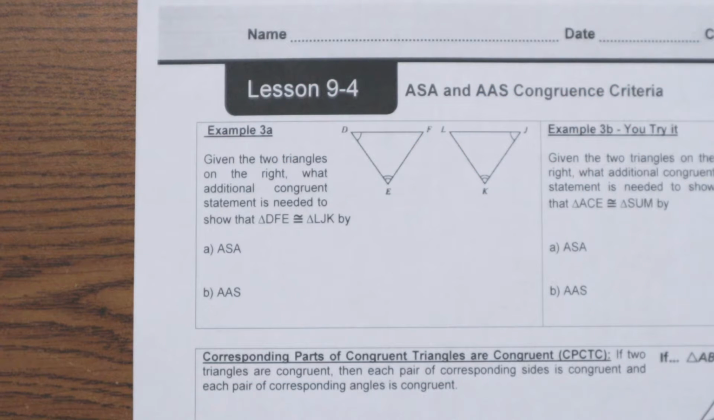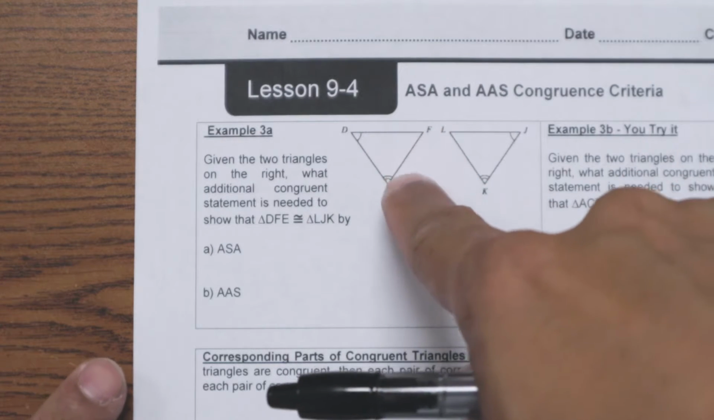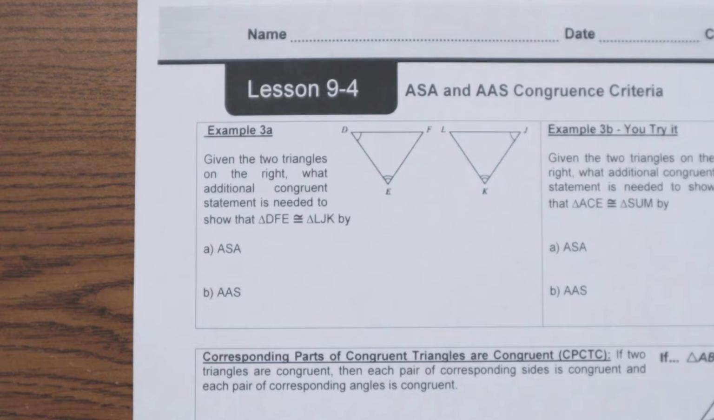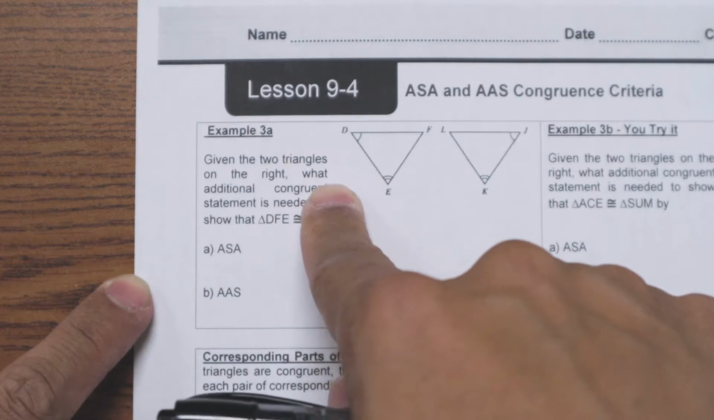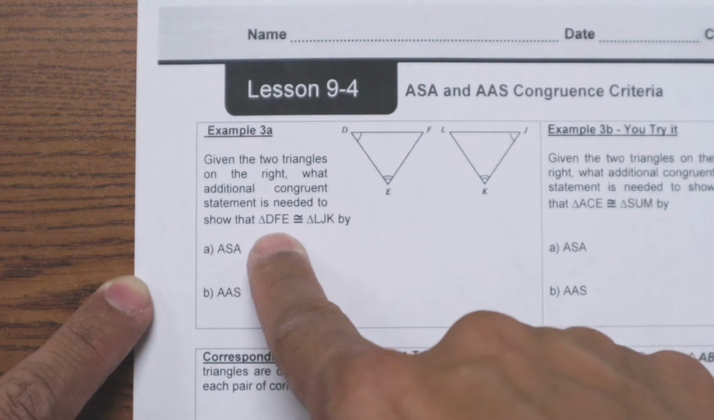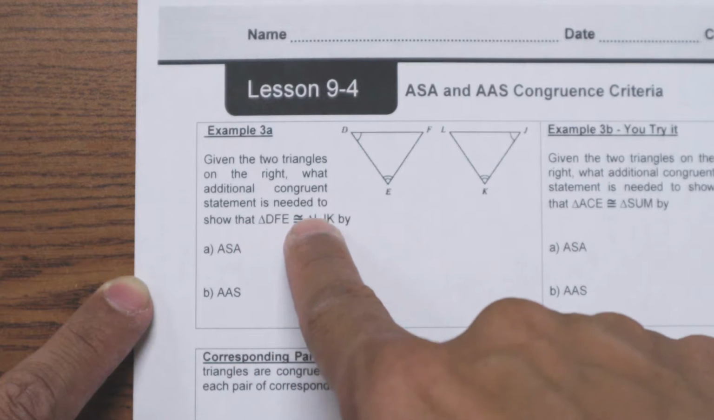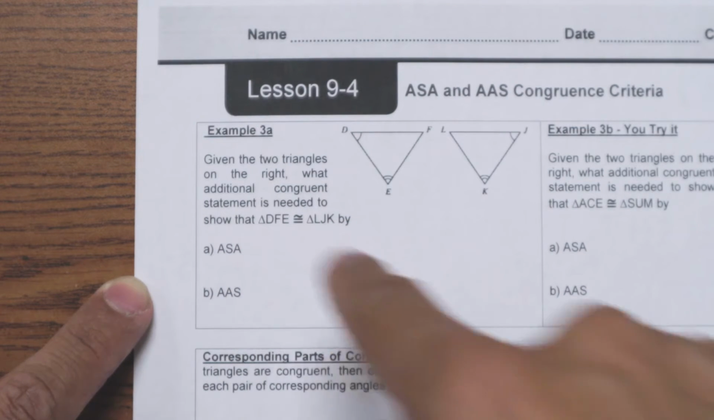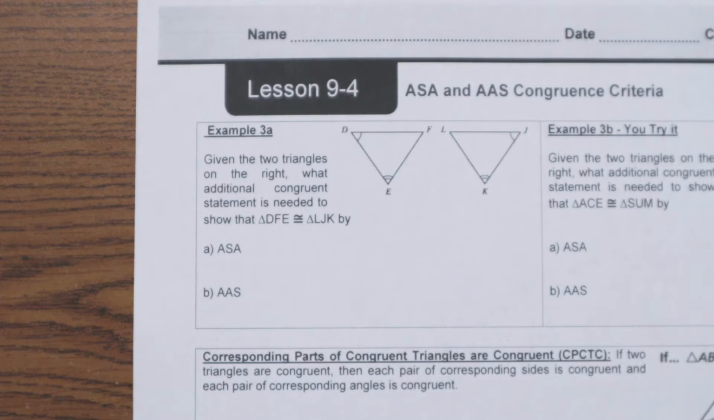Well, very similar to the last lesson, we're going to take a look at ways to prove that 2 triangles are the same with additional information needed. So here it says, given the 2 triangles on the right, what additional congruent statement is needed to show that triangle DFE is congruent to triangle LJK by one of these 2 criteria? So first, let's actually highlight some given information.